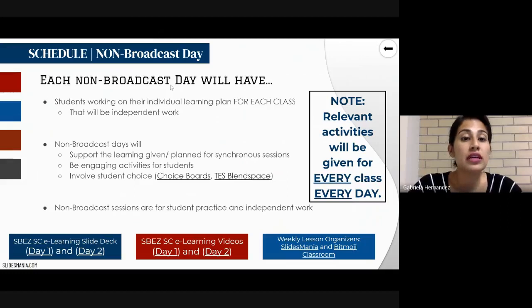Perfect. So each non-broadcast day will have students working on their individual learning plan for each class. This means that you need to have work ready for them to do asynchronously. The work needs to be able to support the learning that was given or planned during synchronous sessions. It needs to be engaging activities for the kids, and it needs to have student choice. This means choice boards or TES blending space. We've hyperlinked the here on the board if you guys need more ideas for that.